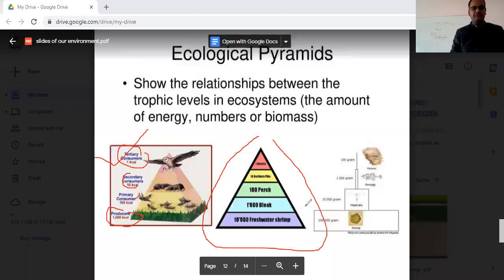The producers' population will be the maximum, or if we are saying in terms of energy, the amount of energy present in the producers is more. And then as we move from the base towards the apex of the pyramid, the number is decreasing. So what is an ecological pyramid? It is a graphical representation of the various trophic levels of the food chain, either in terms of energy, number, or even biomass. Is it clear to all of you?